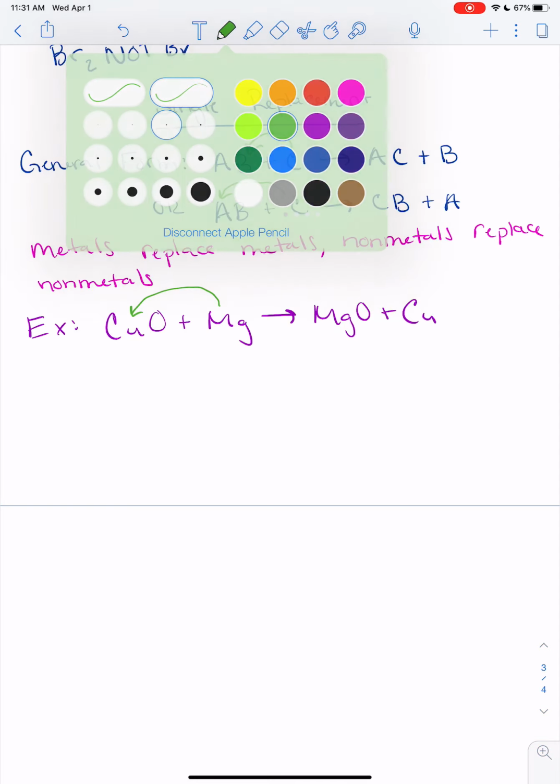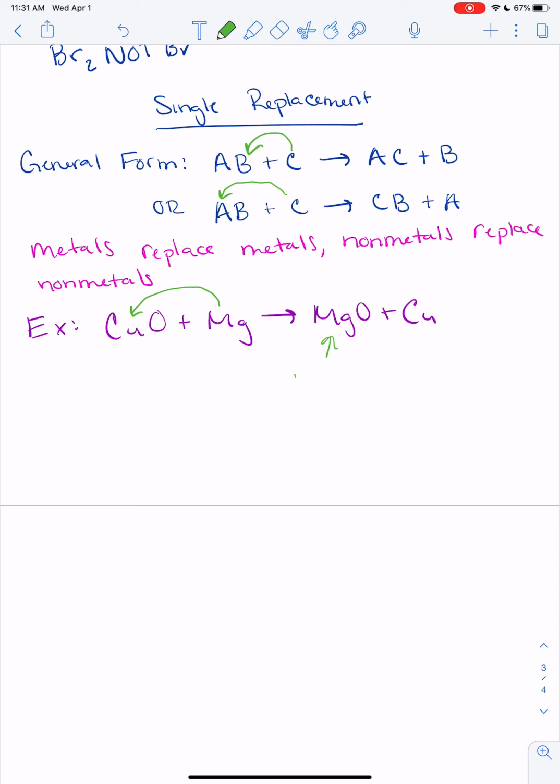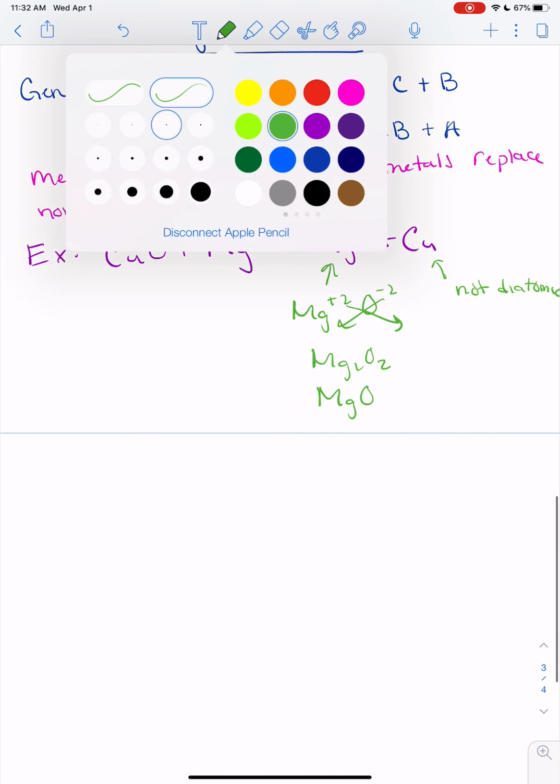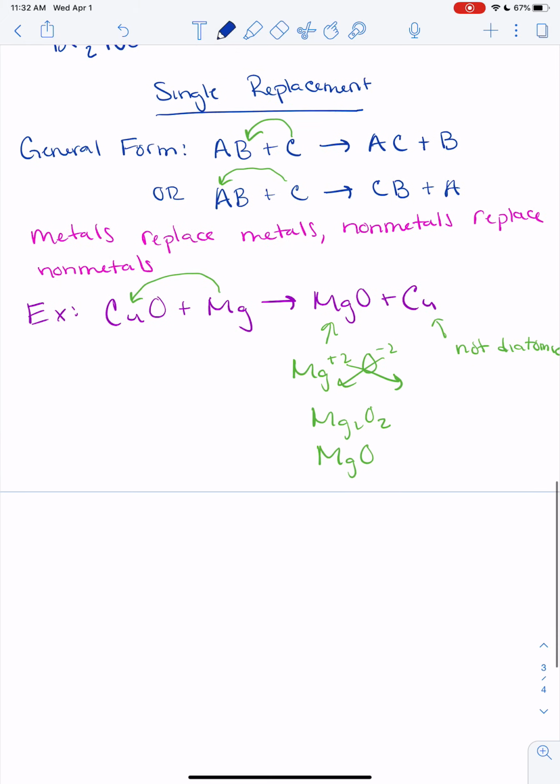So how did we get all of these parts? Well, here we knew magnesium has a charge of +2, oxygen -2. You switch them, you get Mg2O2, which simplifies to MgO. So you do have to do this every time. And then we have to check with copper, and it is not diatomic. And that's why we wrote Cu instead of Cu2. There is one more complication to this, which is the activity series.